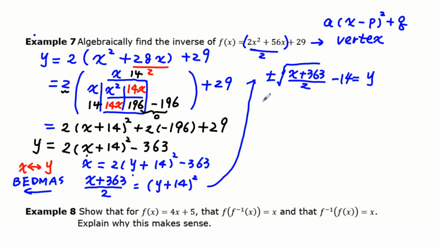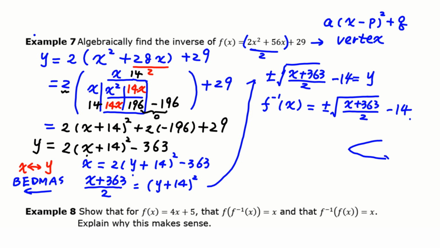So this is the isolated y. Then we want to change this to the inverse function notation. So the inverse of f of x equals plus or minus the square root of (x plus 363) over 2, and minus 14. So this is done. And from the example before, we know that this will give you two branches. So the inverse of function f of x is not a function this time.